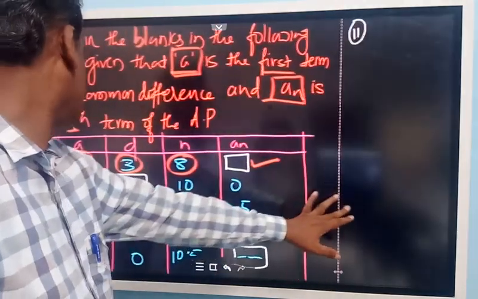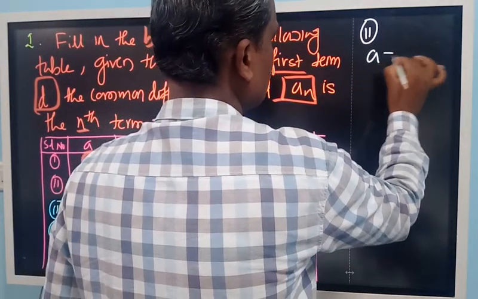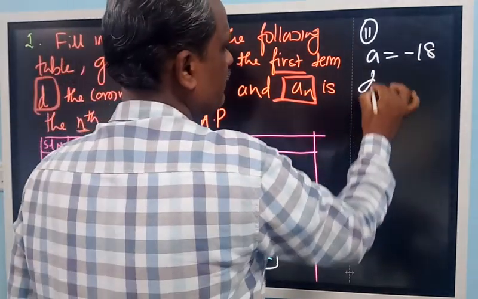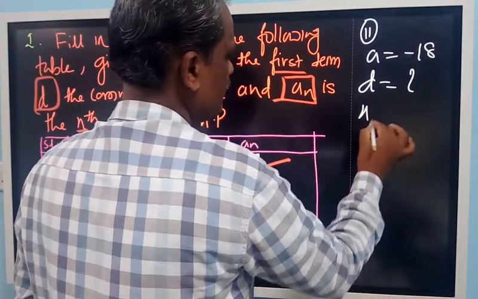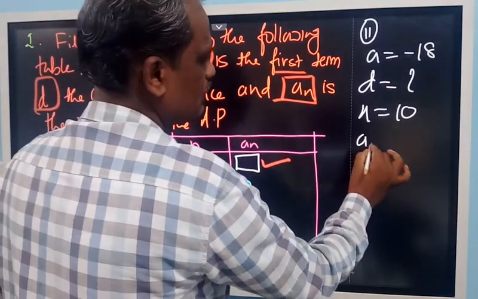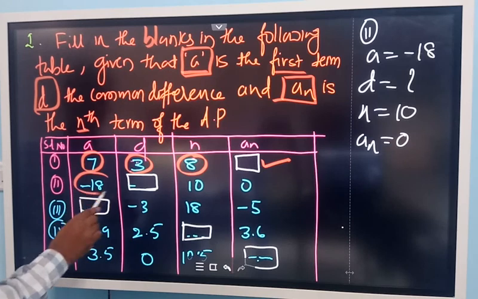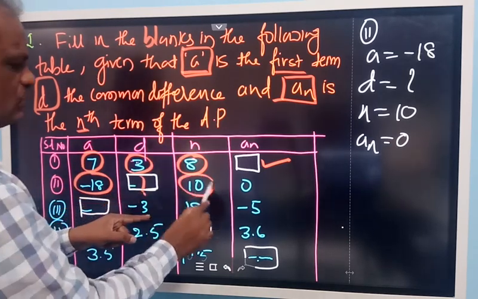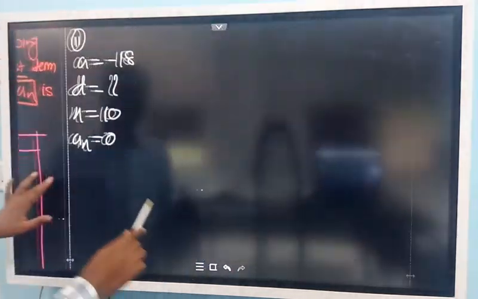So second question, they are given A is equal to minus 18. So I will write A is equal to minus 18 here. Then D is not given. Let us write a question mark, we have to find out. Then N is equal to 10. So then AN is equal to 0. So last term of this AP is 0. So A is equal to minus 18, D we need to find out, N is equal to 10, AN is equal to 0. We have listed out whatever is given.